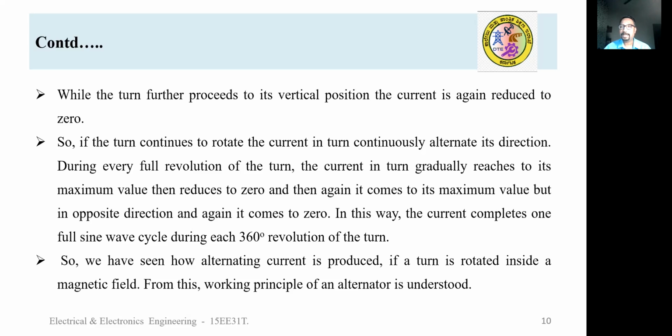In practice, the alternator is not like a simple loop generator. The simple loop generator is just a device used to understand the basic principle of operation of an alternator. But in practice, an alternator consists of a large number of conductors and is often of bigger size.